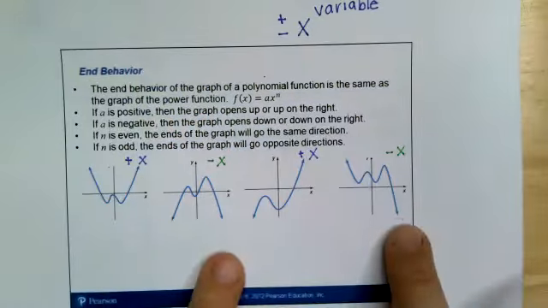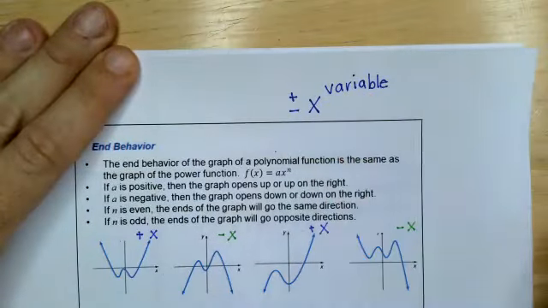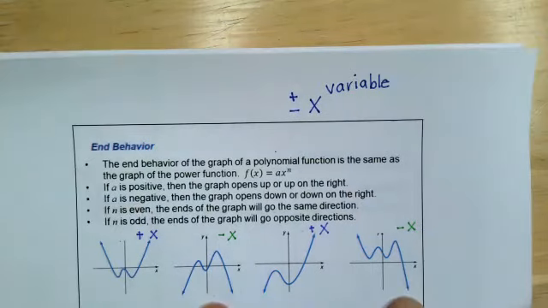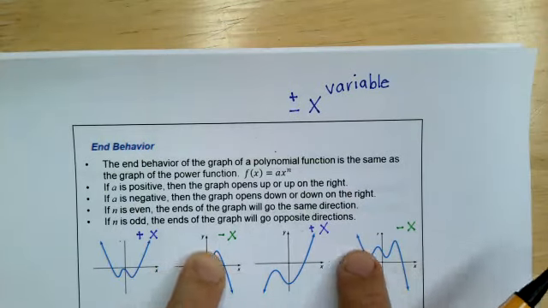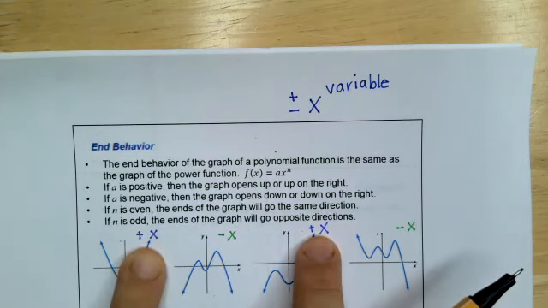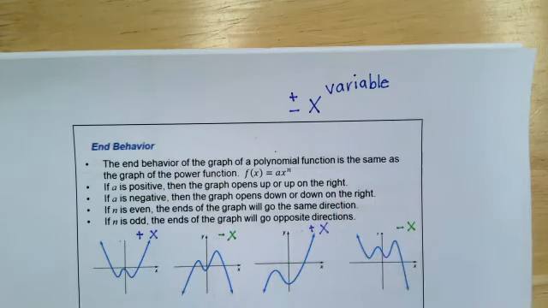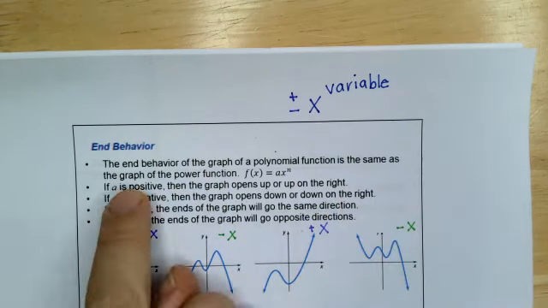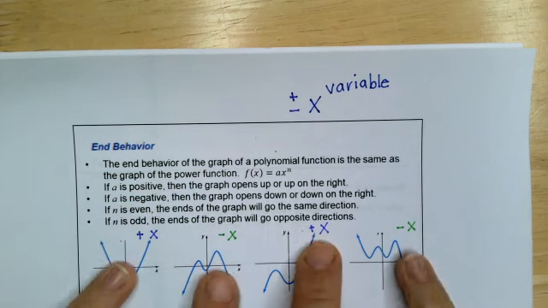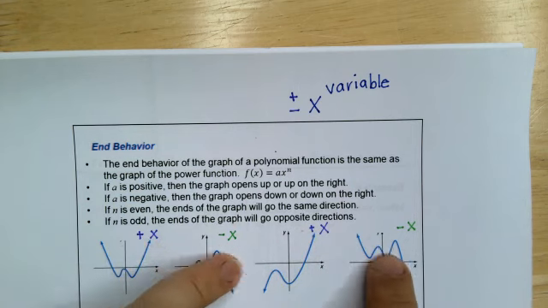If your leading power function is a negative number, your graph is going to go down when you're reading it like a book. If your power function is positive, it's going to eventually go up forever. That's what it means by if a is positive, if a is negative. You don't even need a number, you just need a sign. If it's a positive x, it's going to go up. If it's a negative x, it's going to go down.